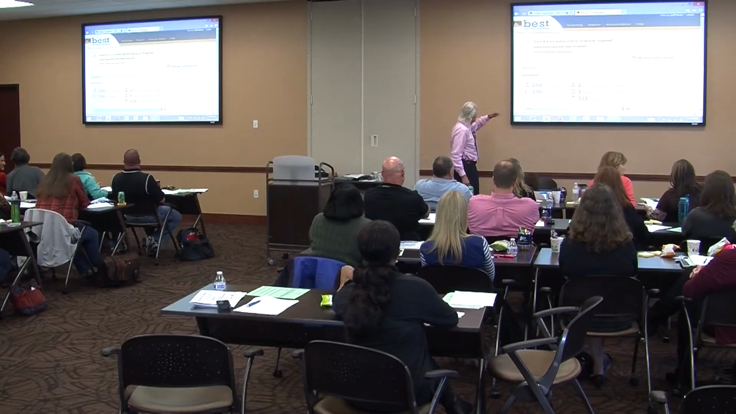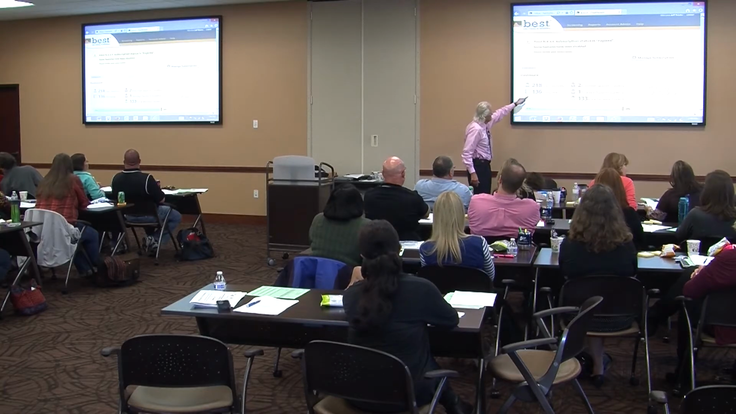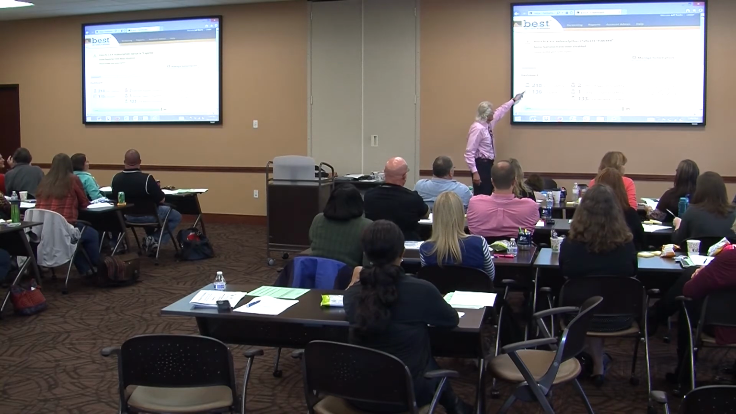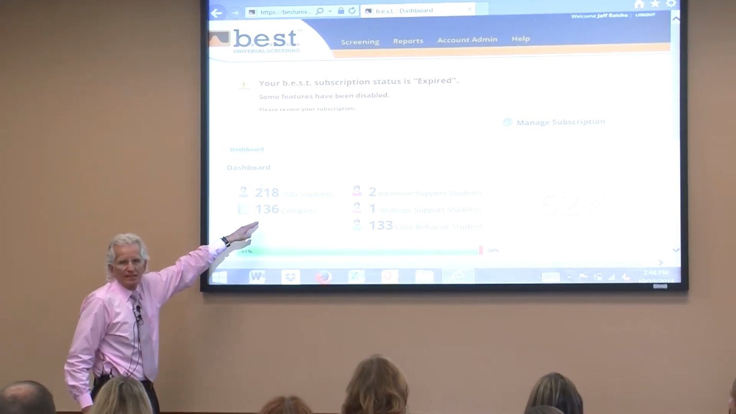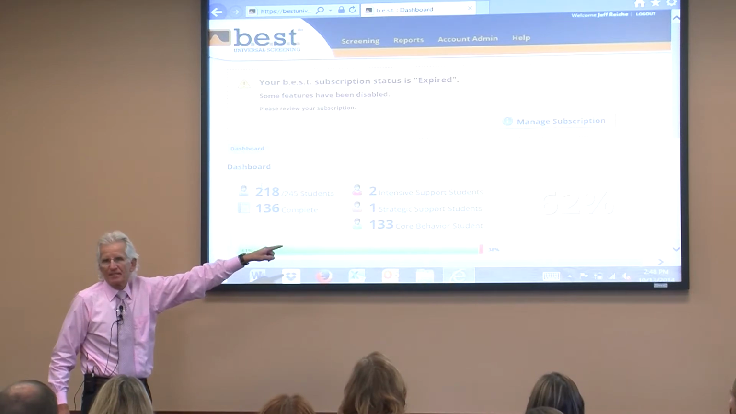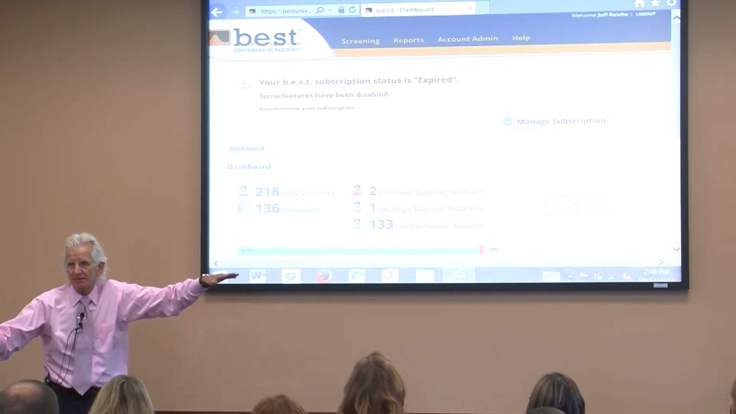So Denise is going to put you on, and what I'd like to do is let's log in if we could. Sign in at the top up there. It's bestuniversalscreening.com if you ever want to check into it. And we can go through why you do this. So they had 245 students in this subscription. We're going to only screen 218 of those kids. And of those, they screened 136. They're 62% complete at this point in time when this stopped, all right?